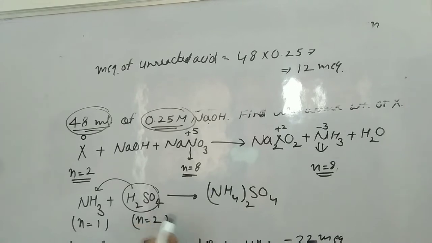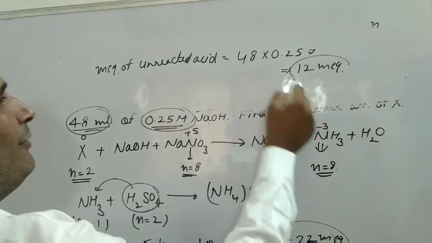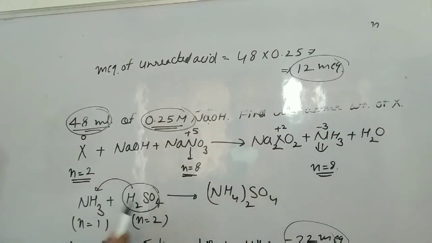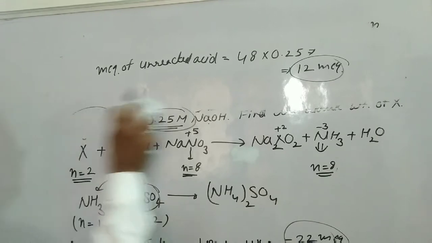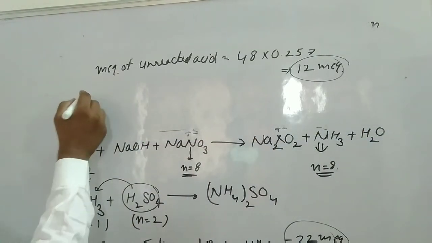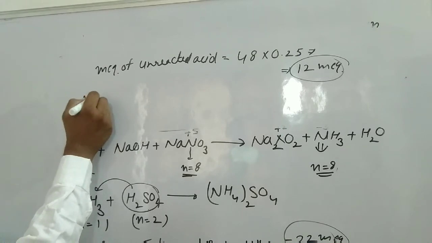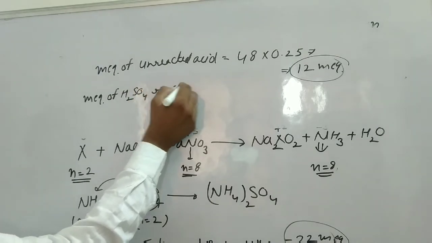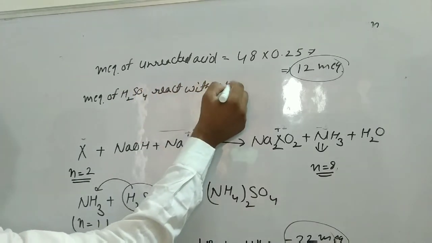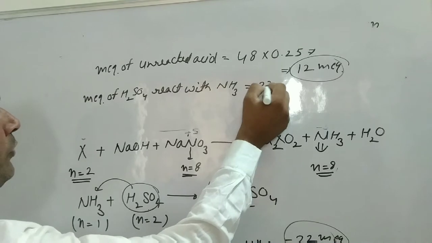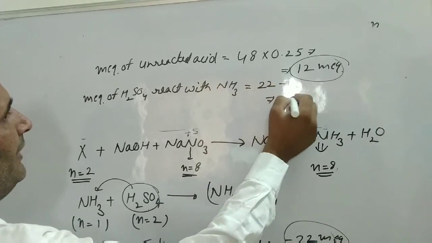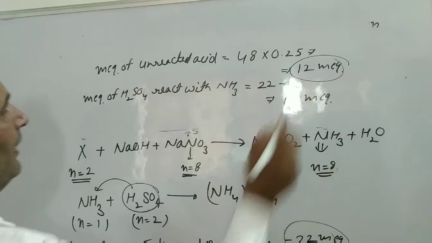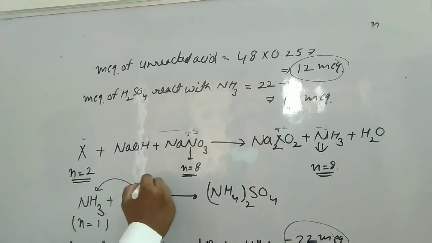Hence we can calculate how many milliequivalent of H2SO4 reacted with NH3. Actually, we have taken 22 milliequivalent of H2SO4, and 12 milliequivalent was unreacted. So how many milliequivalent of H2SO4 actually reacted with NH3? That is equal to 22 minus 12, so that is 10 milliequivalent.